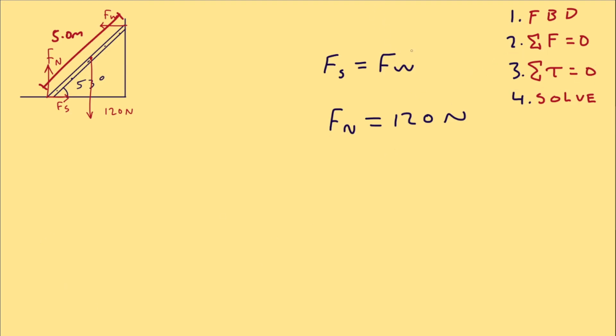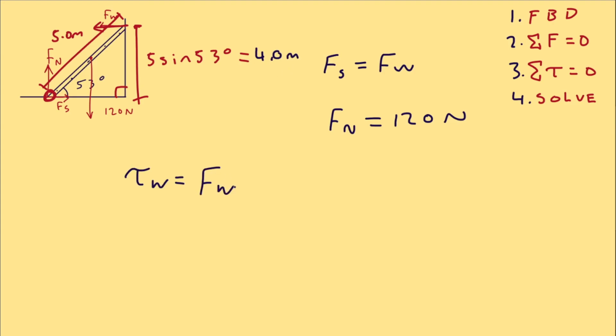Time for step 3, which is finding the torque. And the torque is going to help us identify our unknown here. So if we use this point as the pivot, so the floor, then what's contributing to torque? We have the weight of the ladder, and we have the push of the wall. The force of the wall acts at the full height. And this full height, since this is a right angle triangle, we can use sine of our angle, and we get 4 meters. So the torque of the wall is the force of the wall times the lever arm, which is 4 meters.